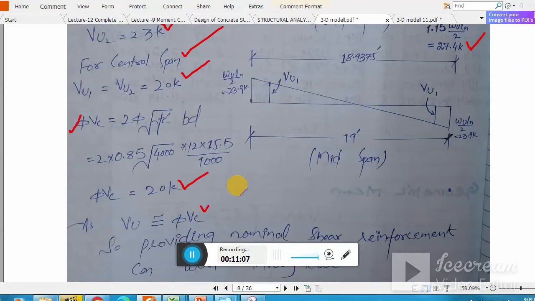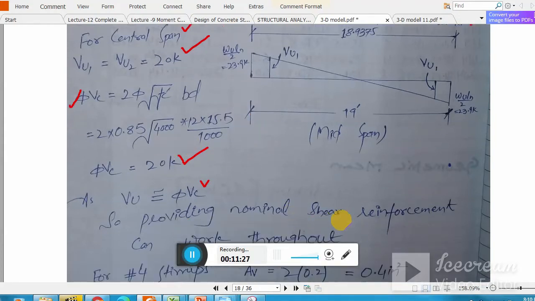So that's why I don't need to use closer spacing of stirrups, because the shear capacity of my concrete section is more, and that is the beauty of how effectively we select the design depth of the beam. Now we will provide nominal shear reinforcement.